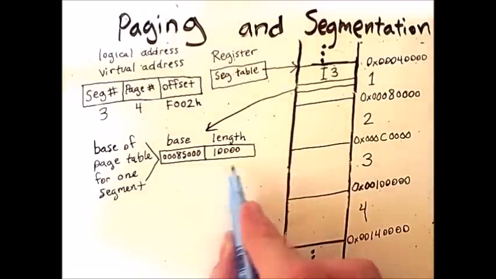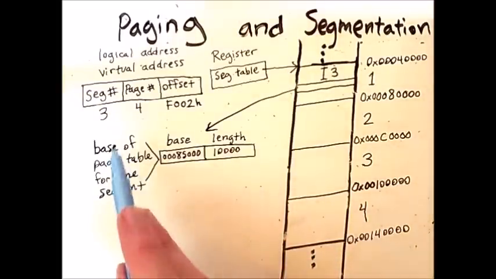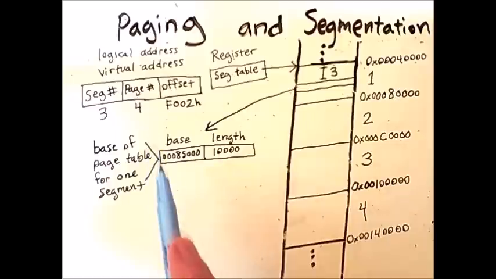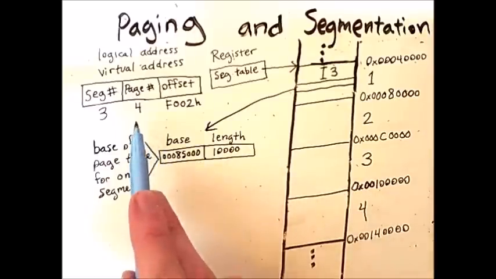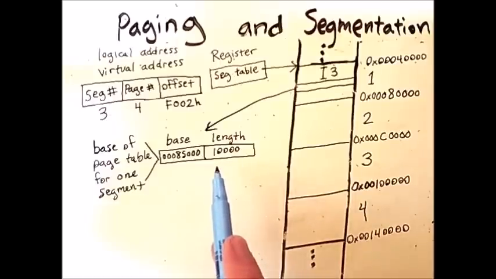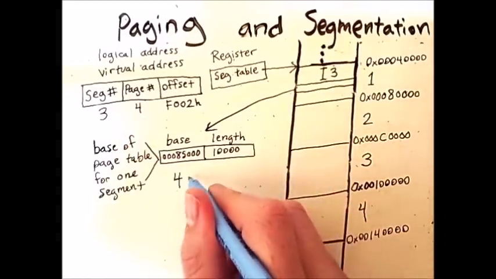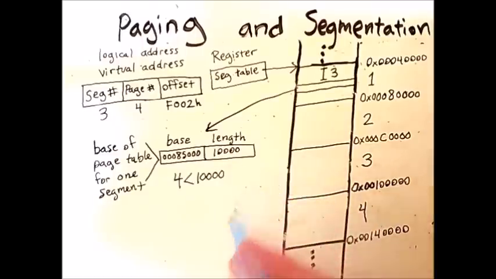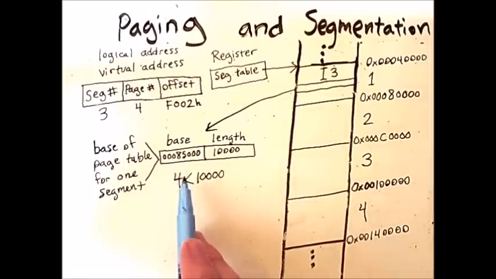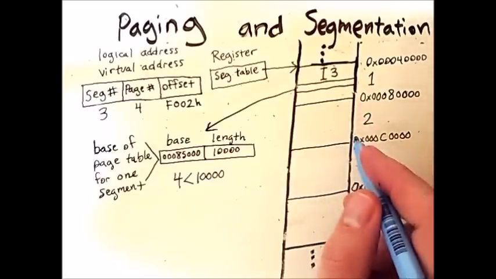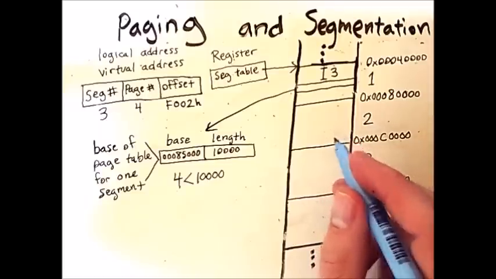Now, we still have a length, so we have to make sure that the next thing in the virtual address, this number 4 indicating page 4 offset from this base, is less than the length of that particular page table. And sure enough, this 4 is less than this length, which means it is okay to go to the address of this base plus 4. So where is this base address? Well, it's within frame 2, but it's not at the beginning of it. It's not necessarily at the beginning of a page frame.